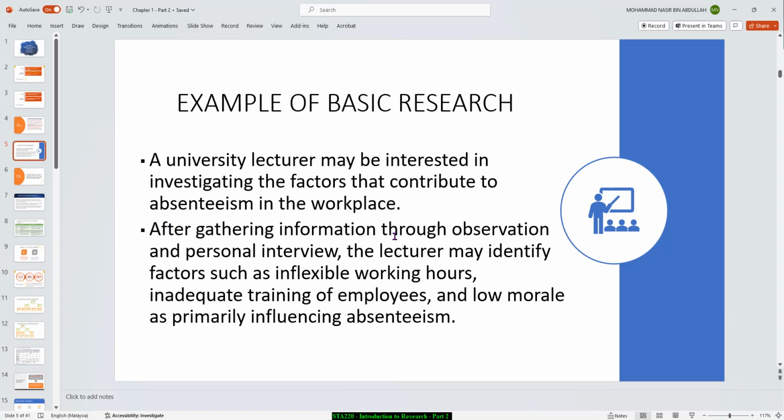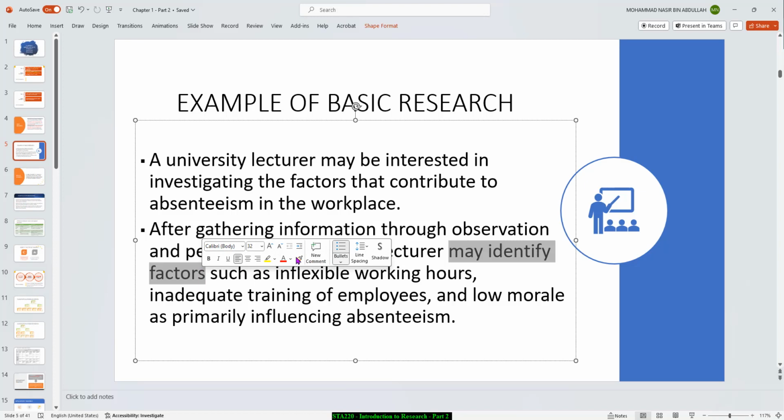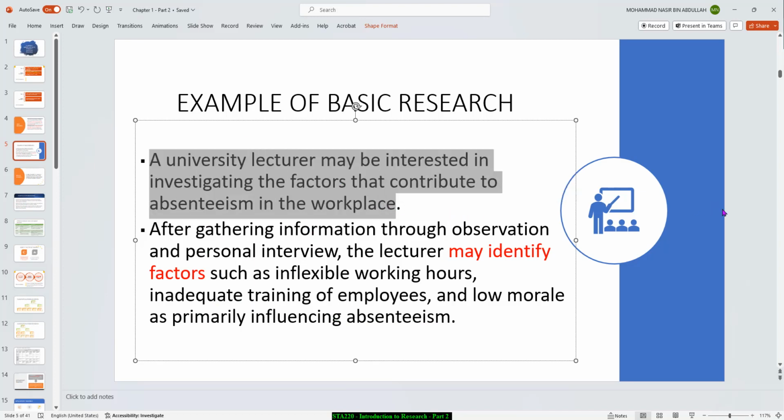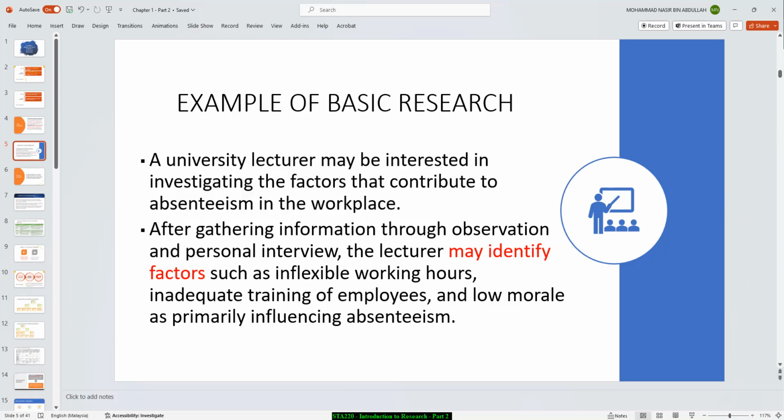So after gathering information through observation and personal interview, the lecturer may identify factors such as inflexible working hours, inadequate training of employee and role model as a primary influence of absenteeism. So this is an example from this problem lah. Kita nak tahu apakah faktor yang menyebabkan ketidakhadiran pekerja di tempat kerja. Right, so we just want to know the factor, right? What is the factor contribute to that problem?